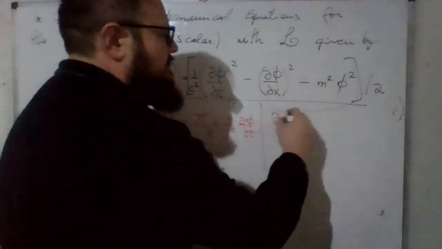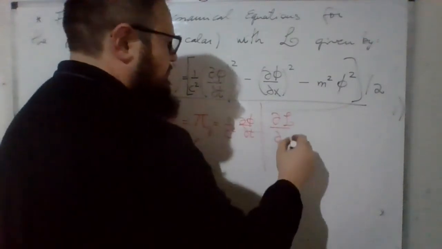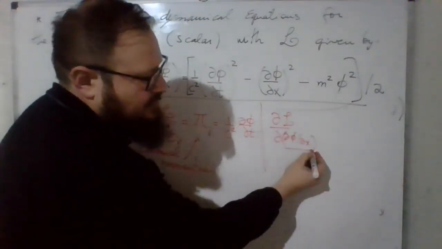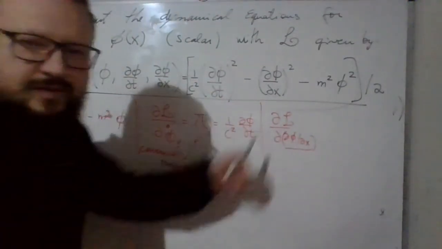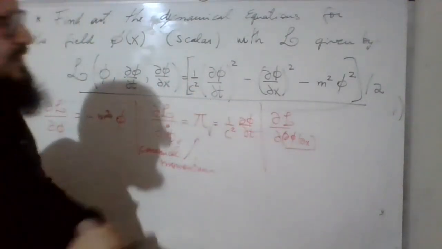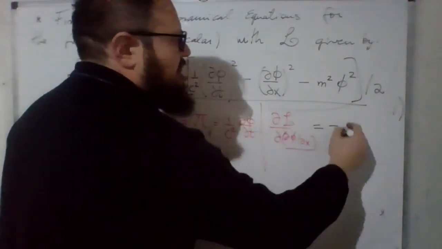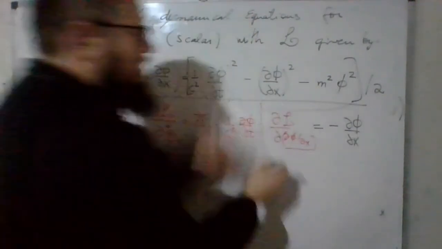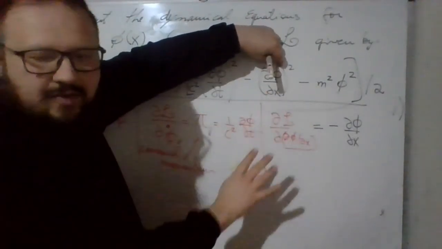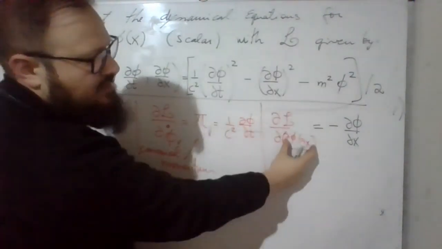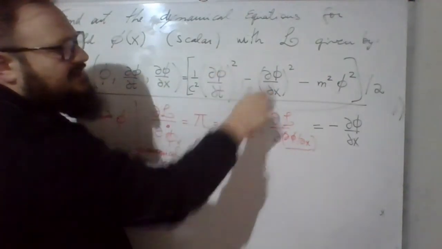And of course, I need to calculate dL d phi dx. This is to be understood as the variable. Okay, so calculate the derivative of the Lagrangian density with respect to this derivative here, and it produces a minus a factor of 2, which cancels the other 2 there, d phi dx. Okay, this is the variable. D phi dx is a variable, and you are calculating the derivative of the Lagrangian density with respect to this variable.